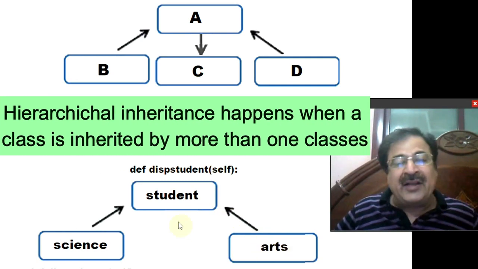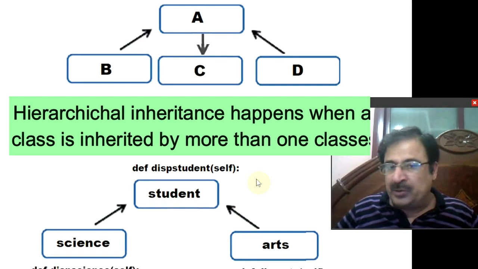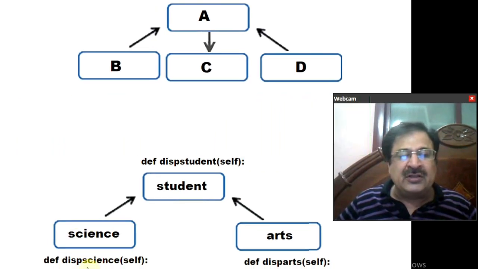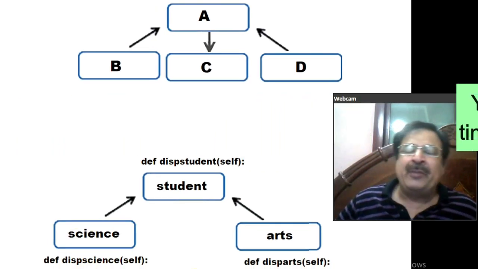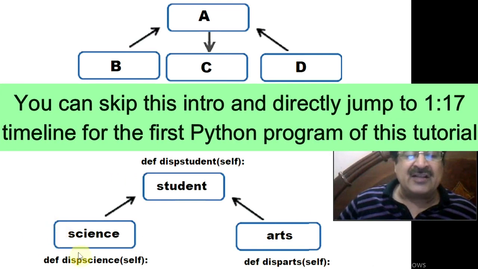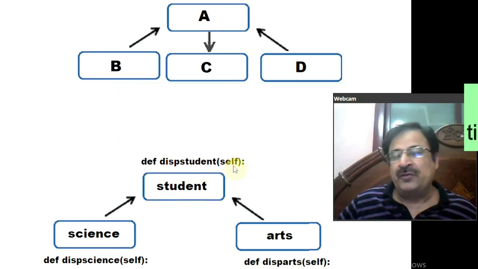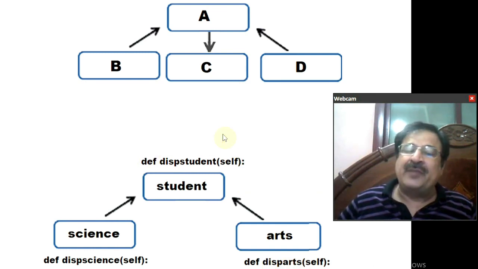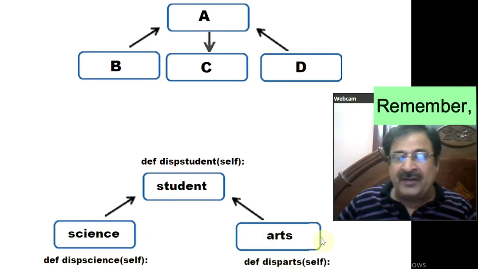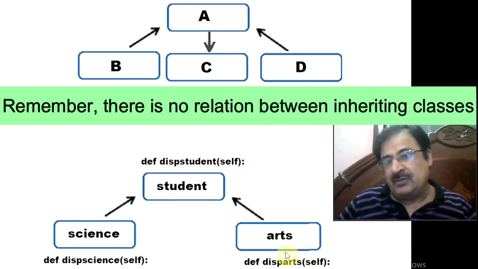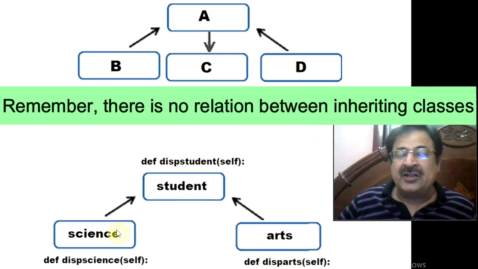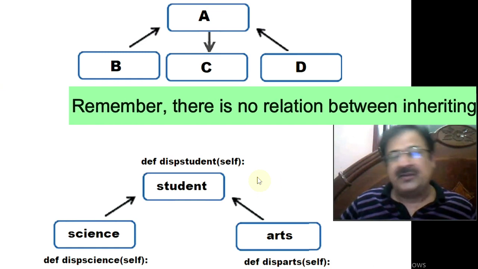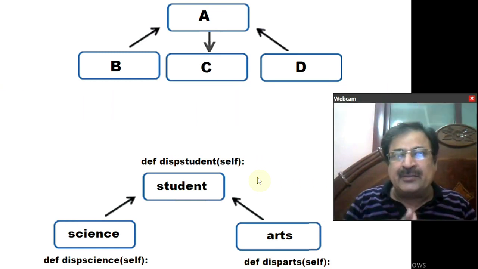Now, assuming that the student class has a function disp student, this science class also has a function disp science. So what will be the benefit? That the object of the science class can invoke not only this function disp science but also this disp student function, right? Similarly, the object of the arts class can access its own function as well as the function of the base class. But there won't be any interaction between these two classes because they are not inheriting each other. They are inheriting one common base class. That's it.